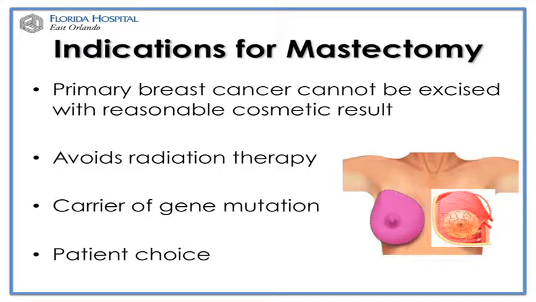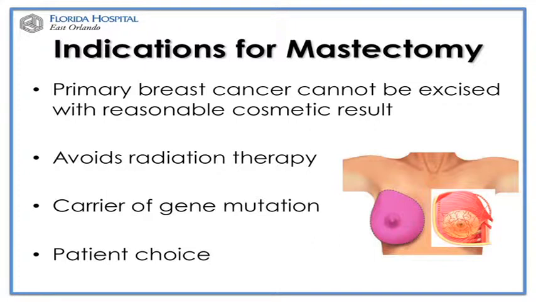Also, and this is in the very general sense, when we do a mastectomy, we remove all of the breast tissue. That avoids radiation therapy. Because we're not leaving any breast tissue behind, we don't need to irradiate any breast tissue because we've removed it all, including the cancer. So for patients who can't tolerate radiation, mastectomy would be an option.